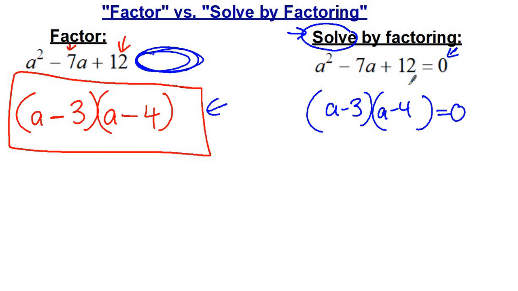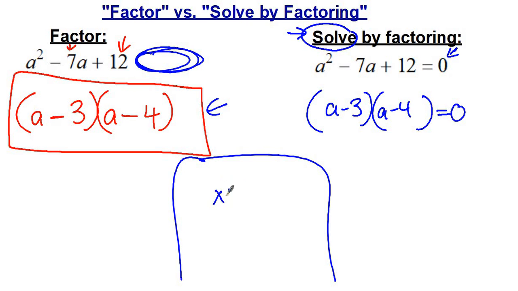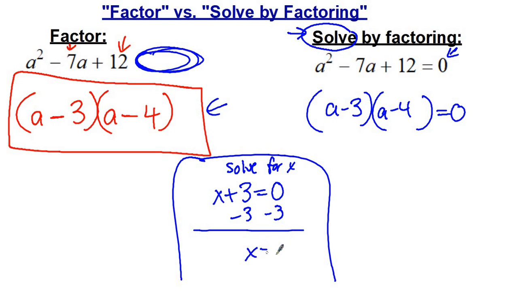Now here's the difference. When the question says solve by factoring, your final answer is supposed to be a equals a number. You're actually supposed to find out what value solves this equation. So, a real simple example, let me just bracket this off right here. If somebody gives you this equation and says solve for x, you've solved equations like this. Solve for x means subtract 3 from both sides, and now your final answer looks like this: x equals a number. So we're going to do the exact same thing up here.